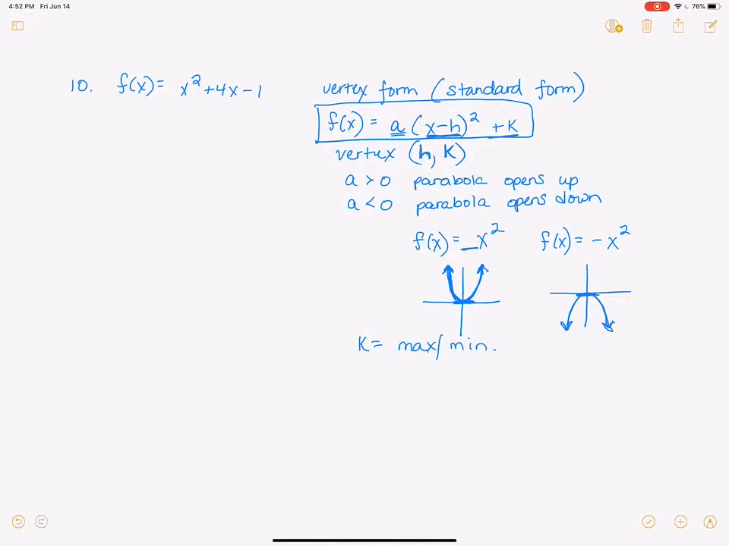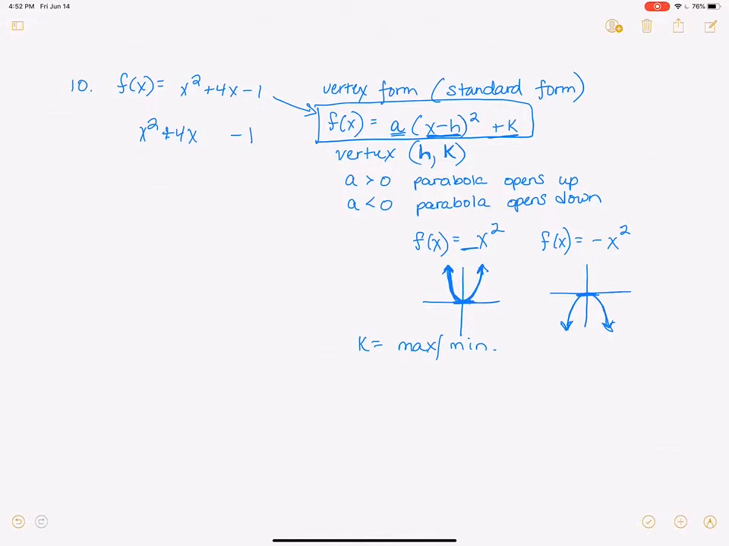So I'm going to take this function, number 10, f of x equals x squared plus 4x minus 1, and I'm going to put it in this form right here. So the first thing I'm going to do is take my terms with x in them, and I'm going to separate it from that constant.